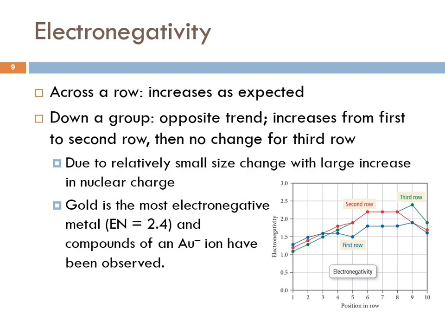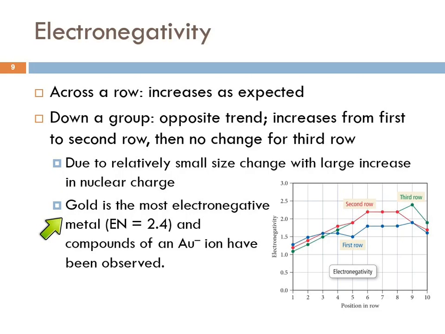So what we see, here's this trend, as we go across, we see electronegativity increase. That's expected. But going down in the group, we see the opposite trend once again. We see an increase from the first row to the second row, and then no change for the second row to the third row. And the trend is the opposite for main group, that the electronegativity would go down with each successive row. And again, this is due to the same thing that the ionization energy trend is due to. Relatively small size change with large increase in nuclear charge.